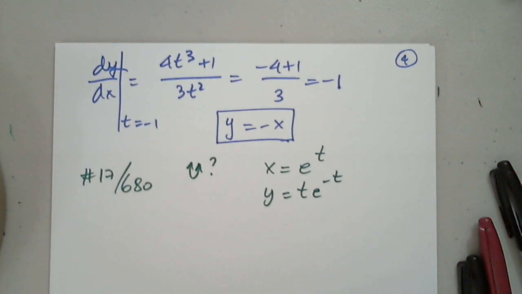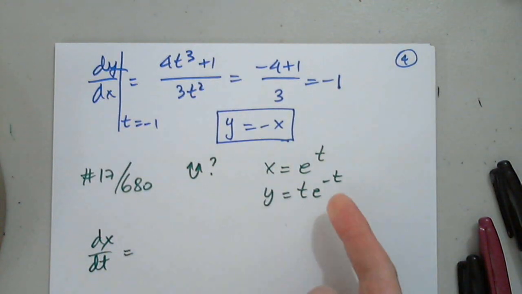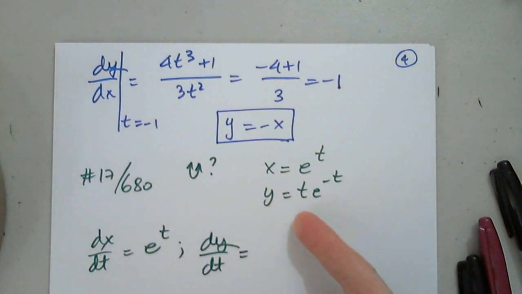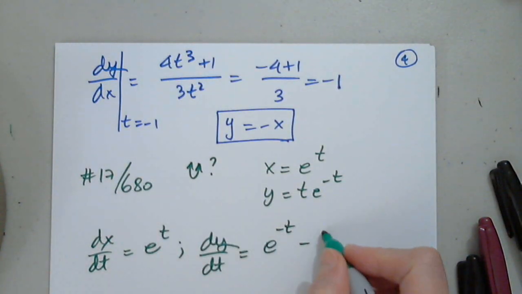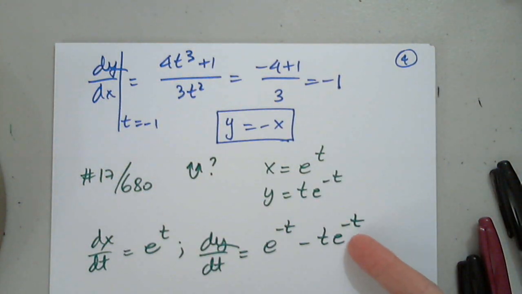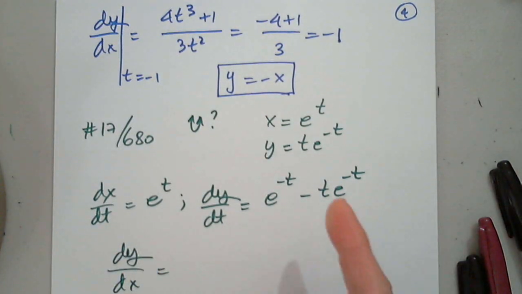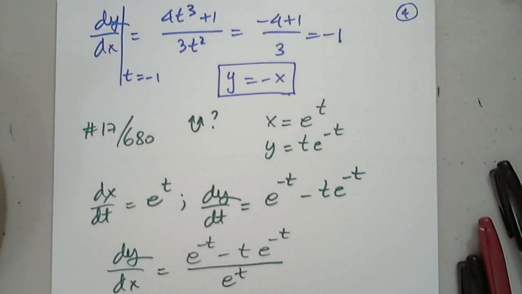Okay, so in order to find dy over dx first, we have to find dx over dt, which is e to the t. We have to find the dy over dt. It's a product rule, careful here. So first function prime is 1, e to the negative t, minus t e to the negative t, because when I differentiate this, I get negative e to the negative t. So finally, we have dy over dx, this over this. So e to the negative t minus t e to the negative t divided by e to the t.